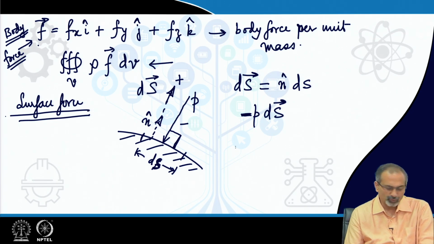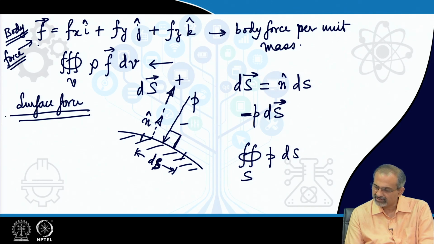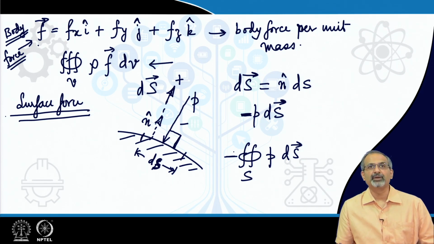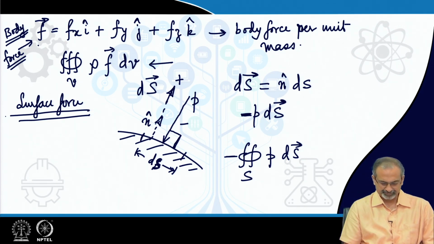Therefore, the sum total force due to pressure would be the surface integral of P dS with a negative sign. So, that is the total effect of pressure as a surface force.